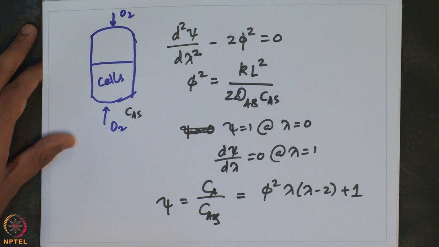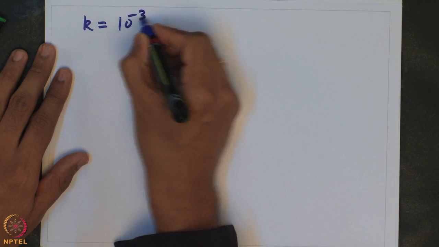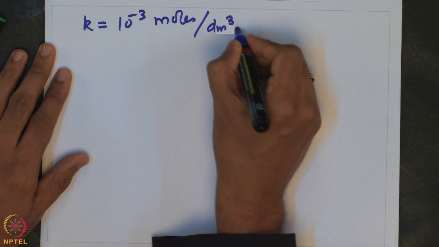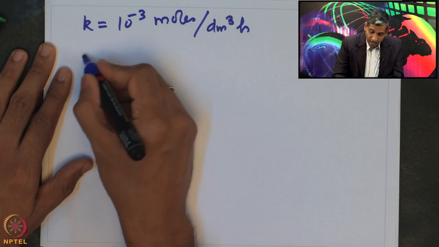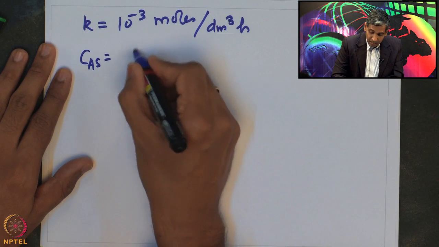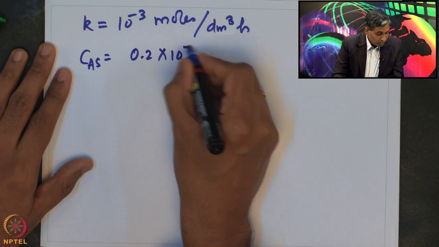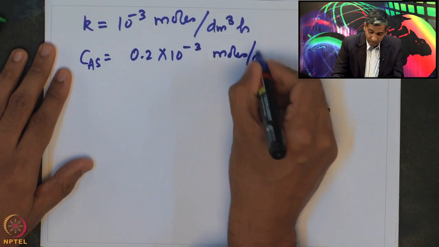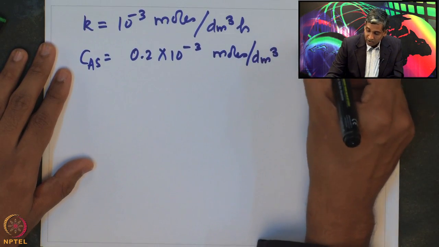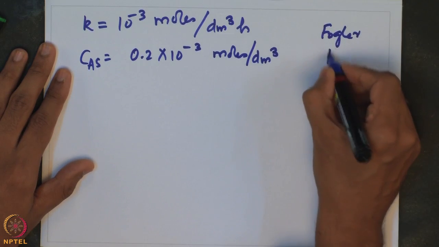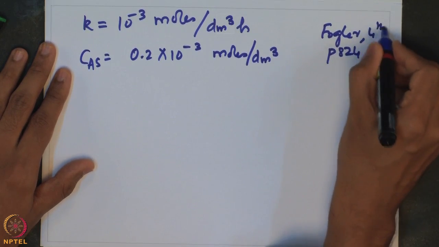Now let us look at some numbers here. We said that this expression is not valid for all situations; it is valid only for certain values of phi square. Suppose the rate constant for the 0 order reaction, k, is 10 power minus 3 moles per decimeter cube hour, and the concentration C_AS is 0.2 into 10 power minus 3 moles per decimeter cube. These numbers are available in the example problem given in Fogler, page 824, 4th edition.